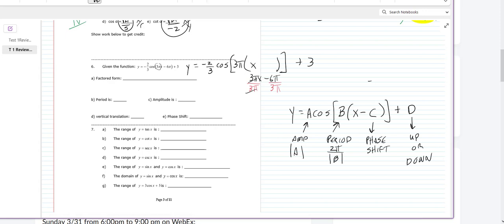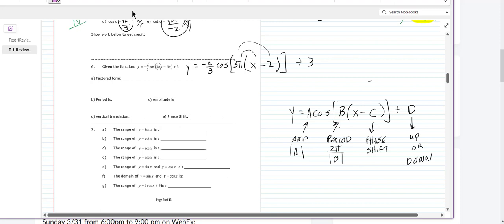So that's just going to be x. This part right here is going to be minus 2. Okay, and then again, you can do a distributive property in your head to make sure it checks. So you have 3 pi x minus 6 like that. So we've got everything we need in the factored form.